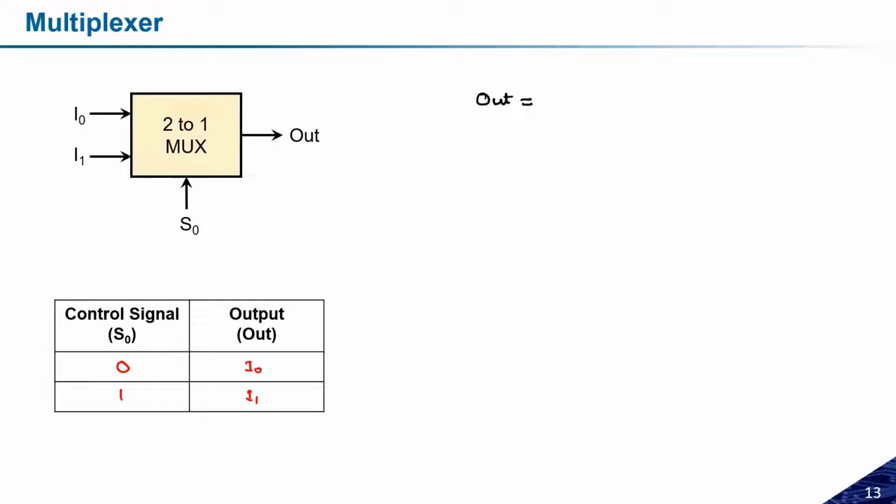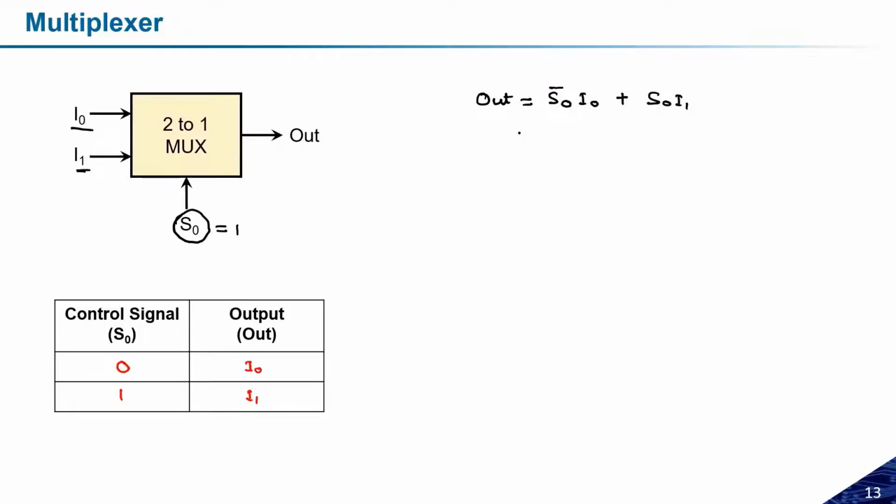Out is equal to, if you see here, if S0 is equal to 0, I0 should be transferred. So can I make it like this: S0 bar into I0? This is the first term. And the second term: if S0 is equal to 1, then I1 should be transferred. So S0 into I1. If I keep a plus symbol here, either of these two conditions is possible at the output. S0 bar I0 is possible, and S0 I1 is also possible. So I keep a plus symbol, and that gives the final expression. The output expression is S0 bar I0 plus S0 I1.